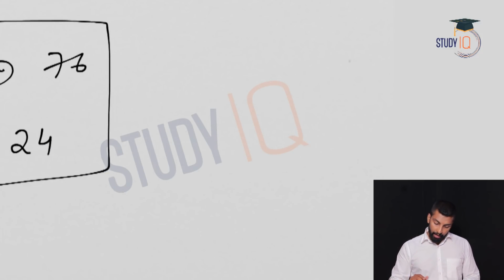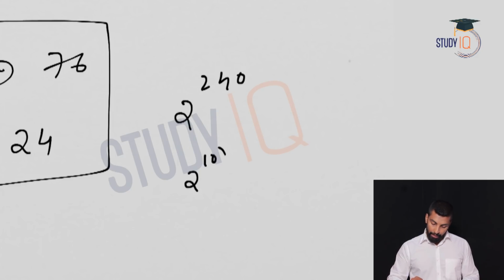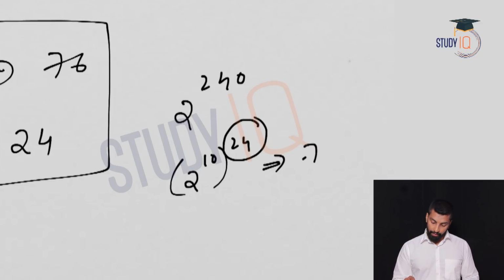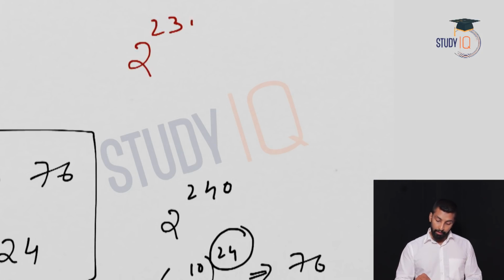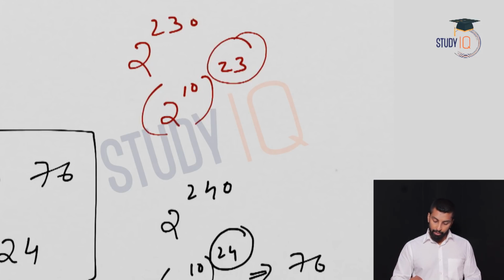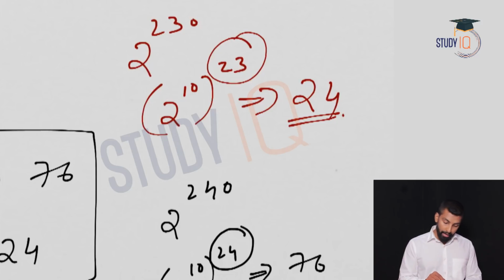So that means if you get a question 2 raised to 240, okay, this is written as 2 raised to 10 raised to 24. So 2 raised to 10 raised to an even number. Okay, so what is your answer? 76. So if you get the question 2 raised to 230, okay, so you write it as 2 raised to 10 raised to 23. This is an odd number, so what is your answer? 24. Now your doubt will be if you get some other numbers, right? Like 237, 238, etc. Okay, we'll discuss that. Let's take a number 2 raised to 147.